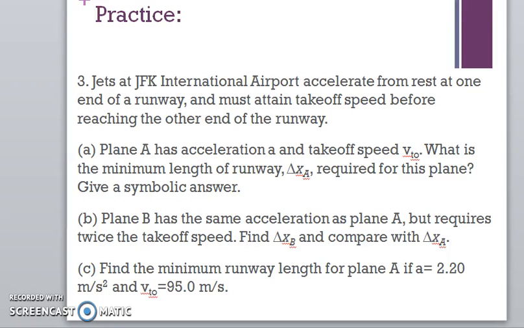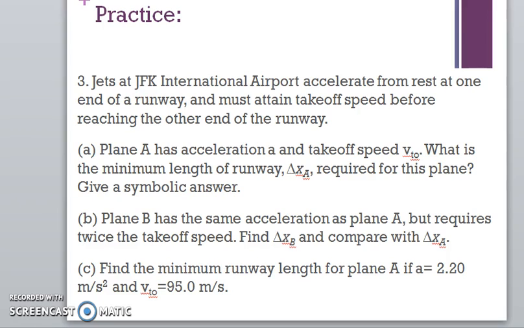Okay, and this is the second video on motion with constant acceleration where we're using our kinematic equations. And we start off with jets at JFK International Airport accelerate from rest at one end of a runway and must attain takeoff speed before reaching the other end of the runway. Obviously, they're not going to take off, right? So our first part of this problem says plane A has acceleration a and takeoff speed v sub TO.